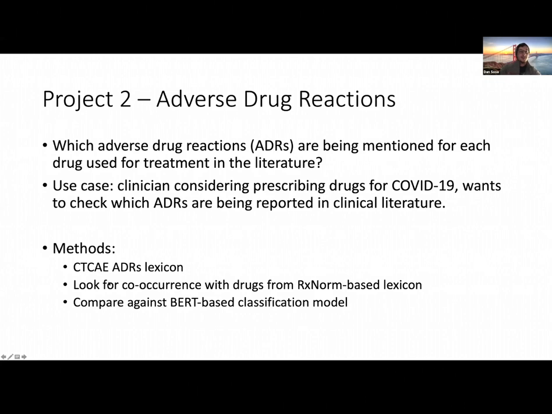So we're looking at this lexicon. This is the common terminology criteria for adverse events. That's a lexicon of adverse drug reactions. And as a first pass, we can look for co-occurrences of drugs with this adverse drug reaction. But we can also use a BERT-based model to classify sentences more automatically, and that's a more sophisticated way to do it.